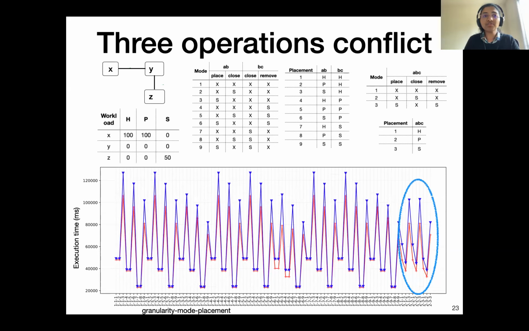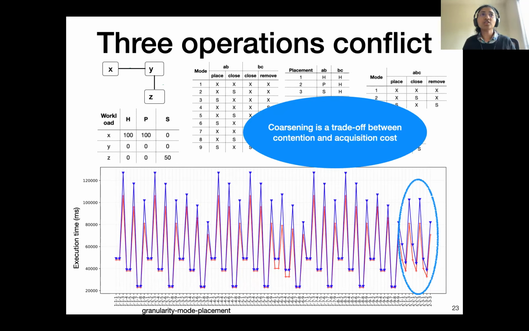But if there is a difference in the workload, so now we can see the leftmost table just below the conflict graph represents the workload, where the operation that was sharing the lock has 0 frequency, and the other 2 operations are more frequent. So in this case, coarsening worsens things because it increases contention in the system. So what we learn from this is that coordination is a trade-off between contention and acquisition cost.